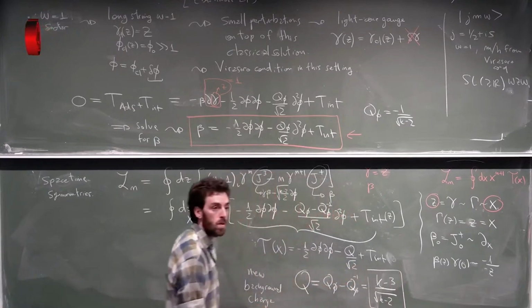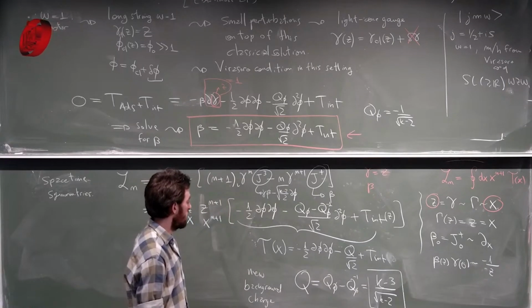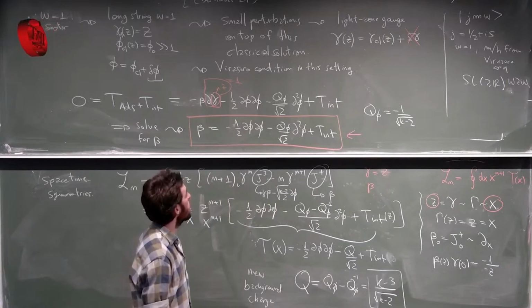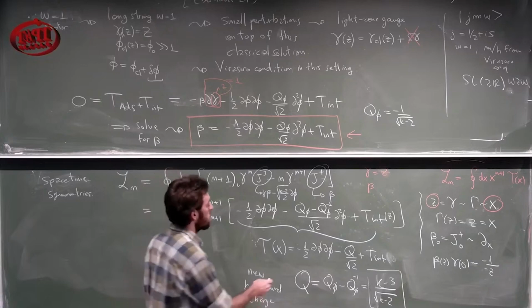Where is the phi? Sorry? There is a d square phi, which is removed when you go from the previous line to the t of x. Oh no, sorry, I just forgot to write.